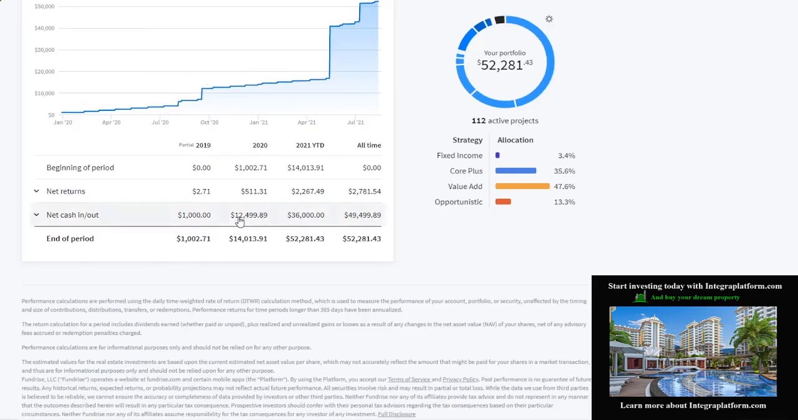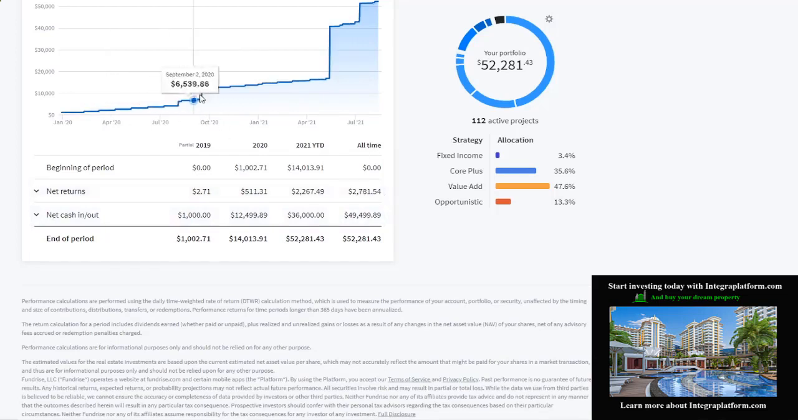I put in a total of $12,500, and the return through that crazy pandemic was $511. Not bad. In 2021, I put in $36,000 more, and so far the return has been $2,267. Now that's with 2 more quarters of appreciation and dividends still to be paid, so you can imagine how good it will be.